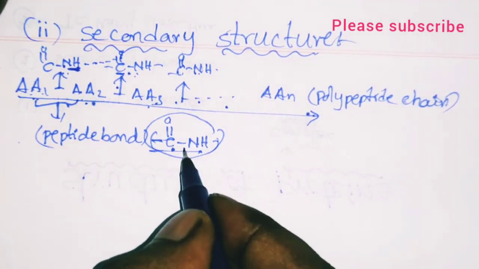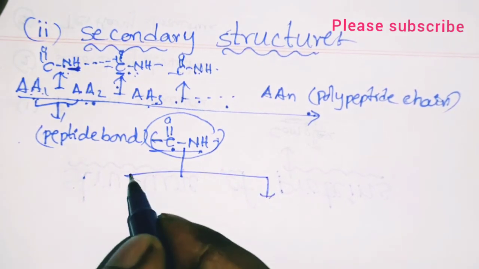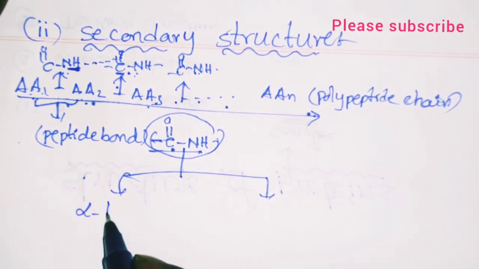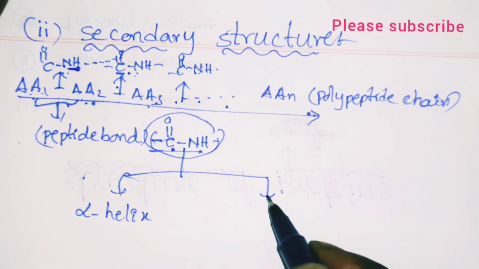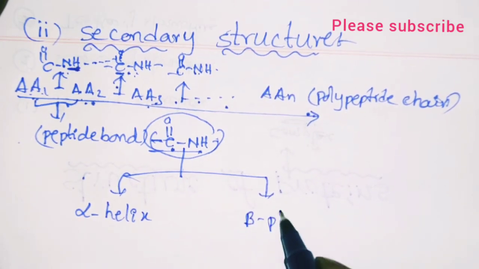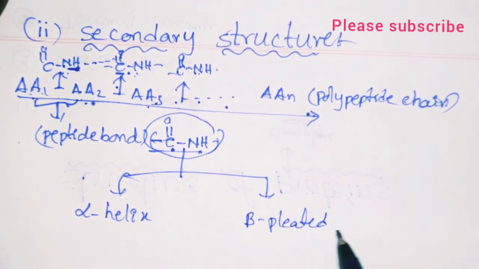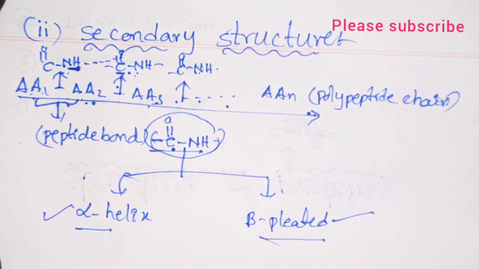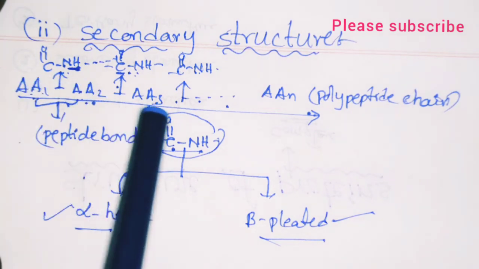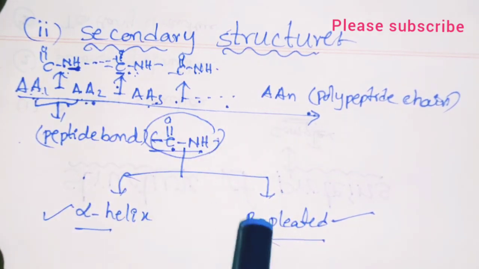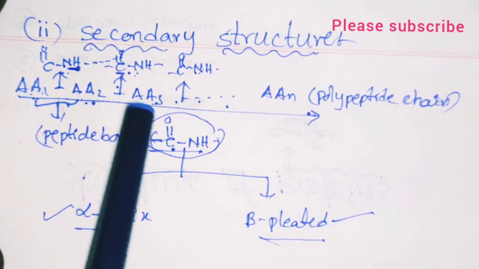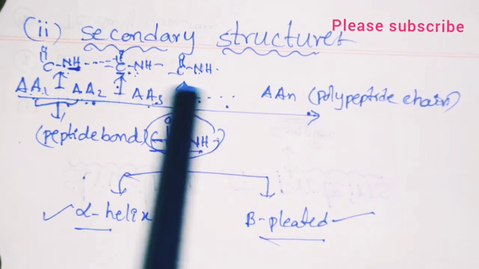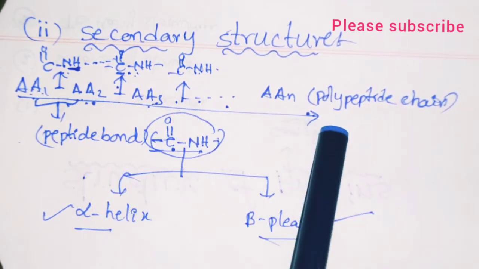What are the two types of structures? One is the alpha helix structure, another is the beta pleated structure. Do you understand why these structures exist? Because of the hydrogen bonding. Hydrogen bonding stabilizes the alpha helix and beta pleated structures. Without hydrogen bonding, we can consider it one of the longest straight chains.